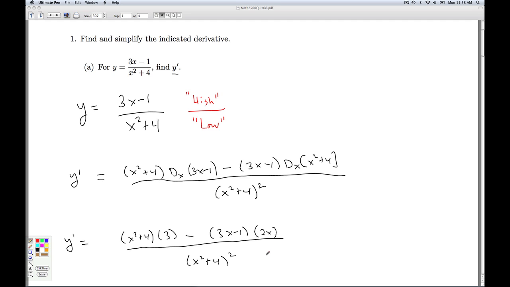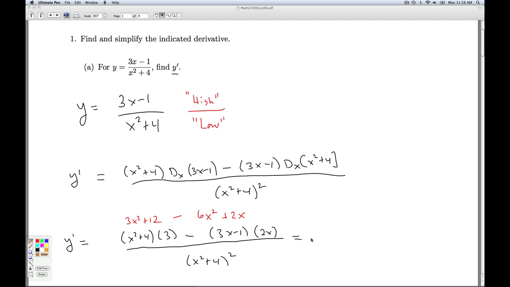Now, keeping an eye towards simplification, I look to see if I can factor anything out of both of these to cancel with something in the denominator, and the answer is no. It means I'm going to go ahead and simplify things. When I distribute the 3 here in the numerator, I get 3x squared plus 12 minus 2x times 3x is 6x squared. 2x times negative 1 is negative 2x, but I'm subtracting it. It becomes a positive 2x.